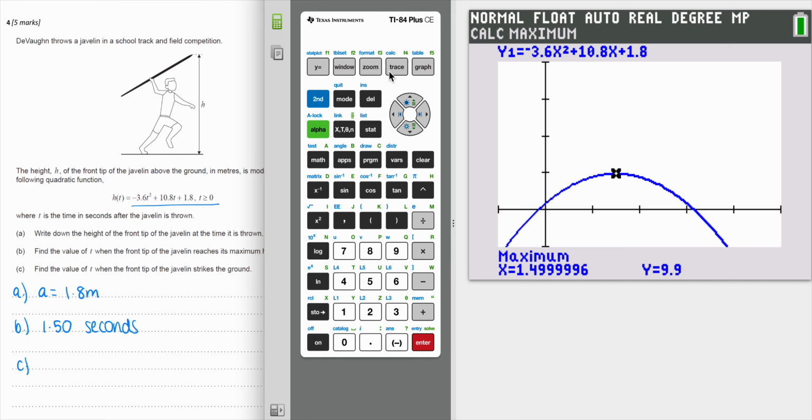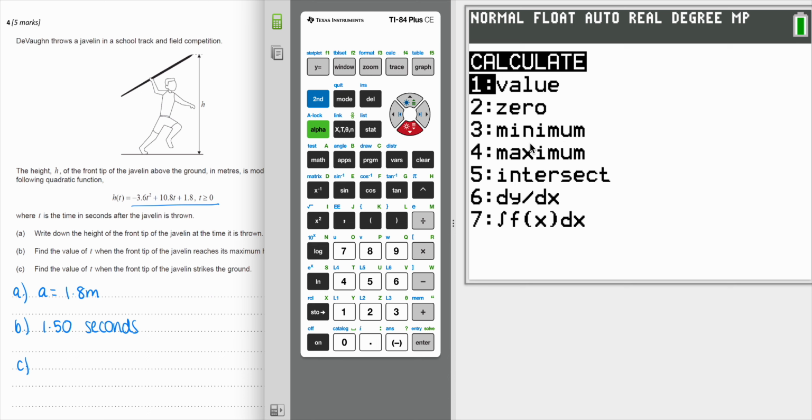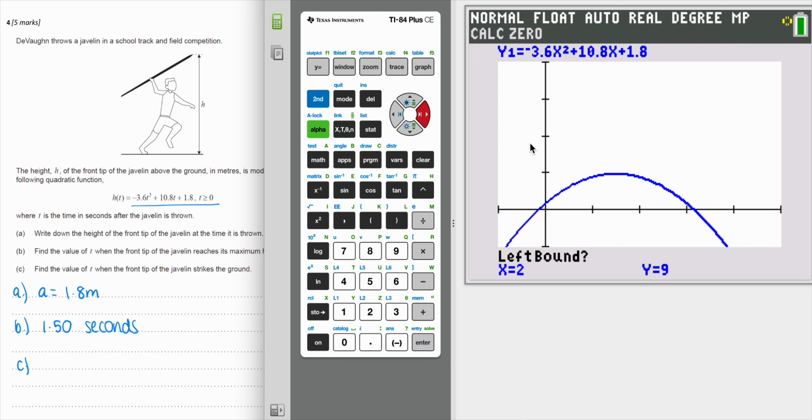And then part C, find the value of t when the front tip hits the ground. So this is where the graph goes back across the x-axis. So it's the 0 that I'm looking for, and it's right down here. I can find that, and I can see that the time there, don't forget to change it to t because it's not x or y, is 3.16 seconds to 3 significant figures. So that's just saying where it landed on the ground. You can see there it started, it flew through the air, and then it landed on the ground.